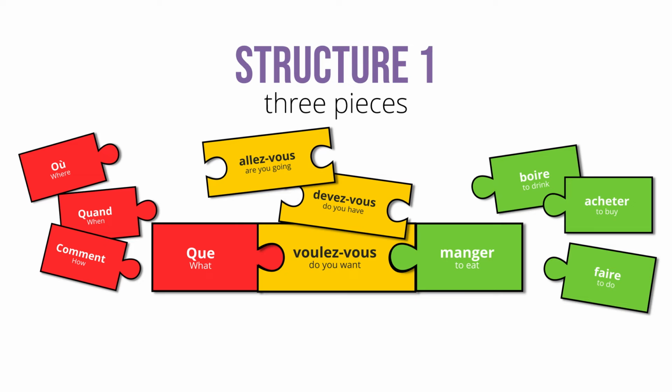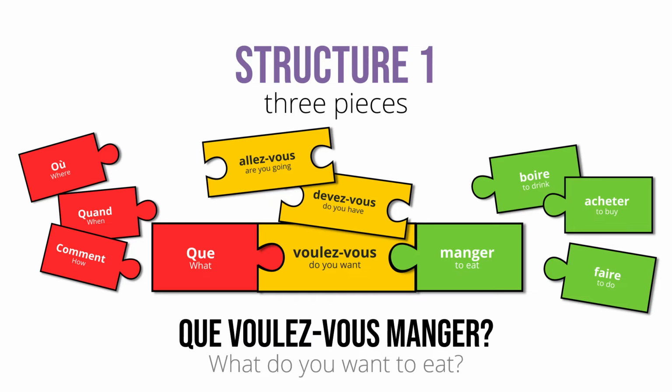Imagine each structure is like some sort of a really simple jigsaw puzzle. Structure 1 has 3 pieces, but you can choose which piece to put at the start, which piece to put in the middle, and which piece to put at the end. Just by rearranging the pieces in this picture, you can say the following questions in French.